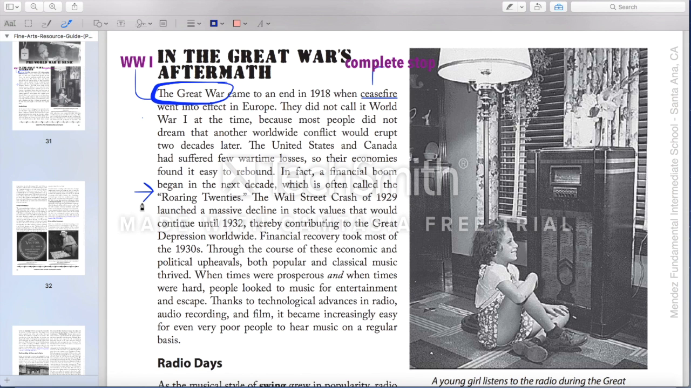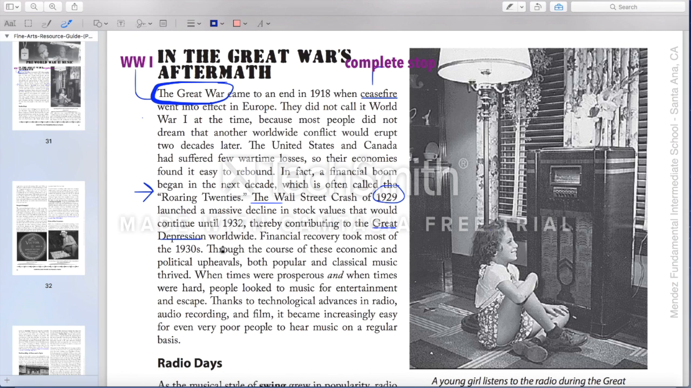However, this time of glitz and glam and money and just the party years of America completely crashed down because of something called the stock market crash, right? So that's when we have the Great Depression. The Wall Street crash of 1929 launched a massive decline in stock values that would continue until 1932, thereby contributing to the Great Depression worldwide. So this caused the Great Depression.